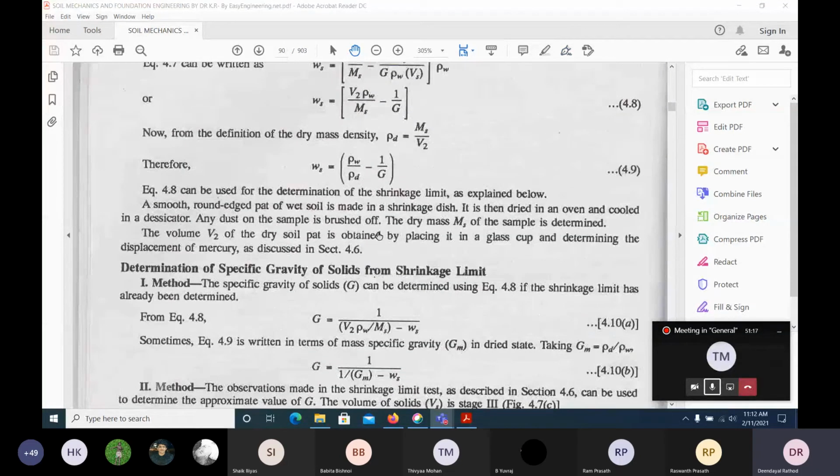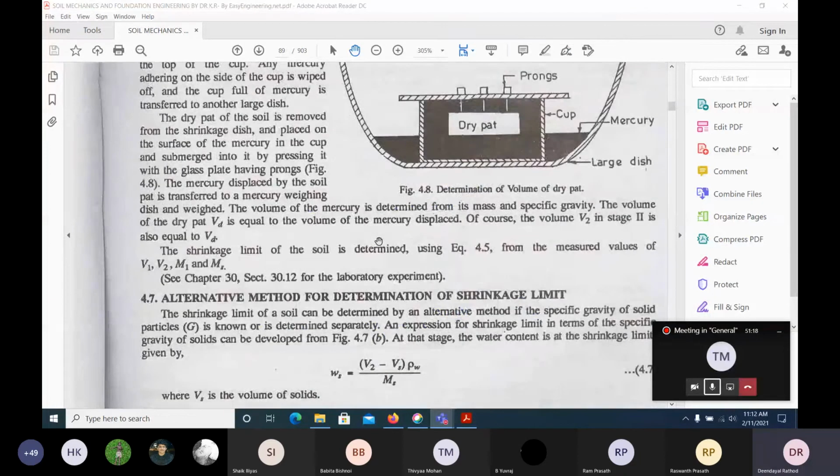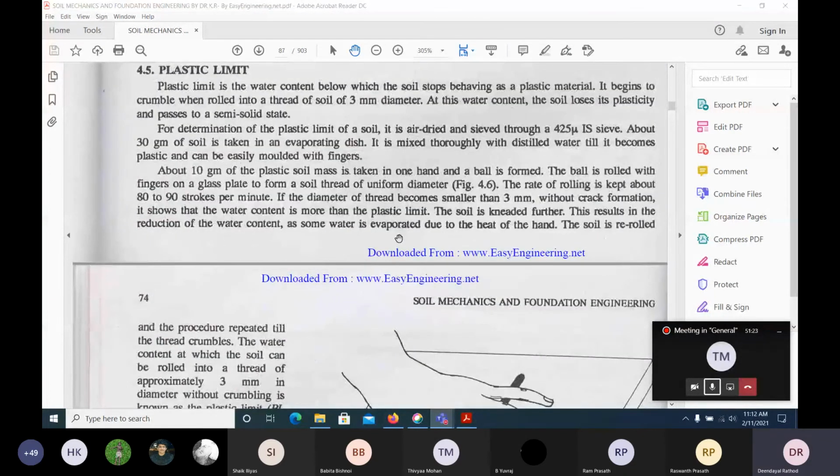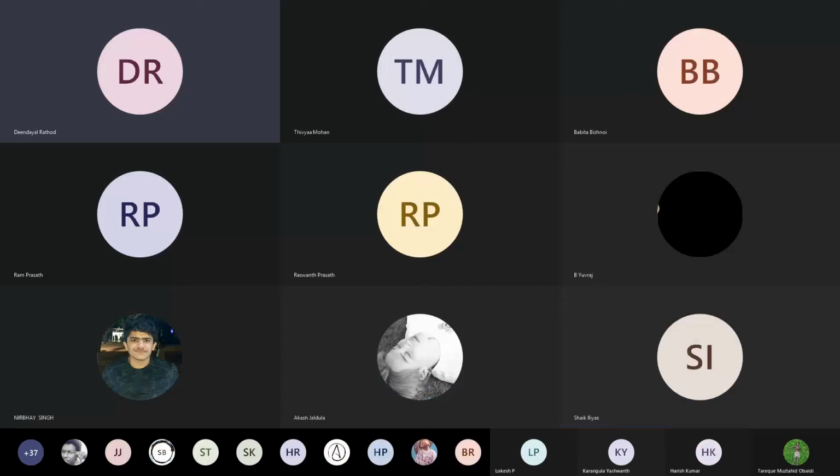So this is the story about the liquid limit, plastic limit and shrinkage limit. We have seen how to find out the liquid limit, plastic limit and shrinkage limit. We can see some videos also. Let me show it, so that it will give a proper understanding.